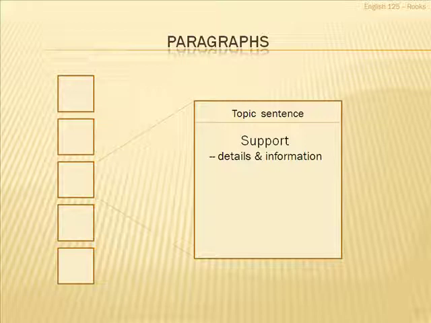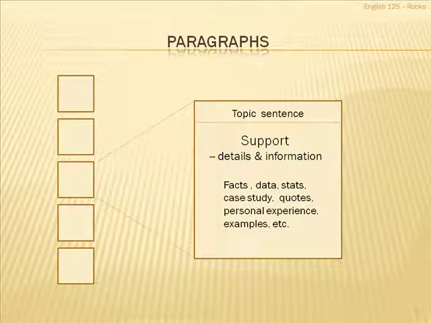Now, we need to take a look at this a little bit closer here. What kind of support details and information do we need then when we are building paragraphs? Support can come in many different forms. They can be facts, it can be data, it can be statistics, perhaps a case study of some kind. Quotes from experts are good sometimes too, or maybe a personal experience, examples. There are all kinds of details and all varieties of information that can be used to build a paragraph.